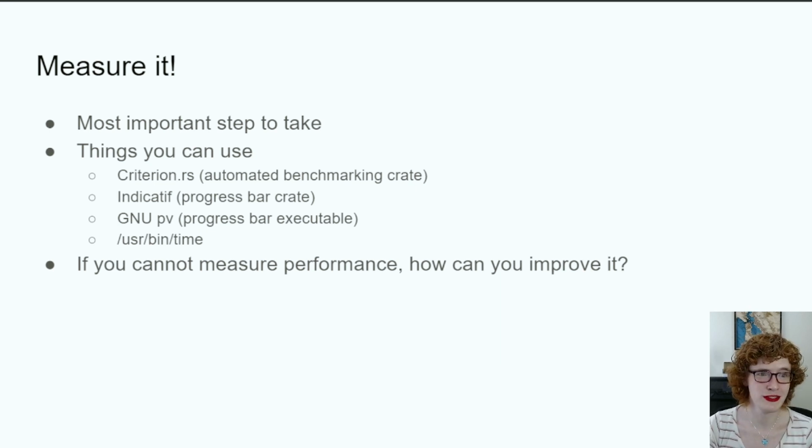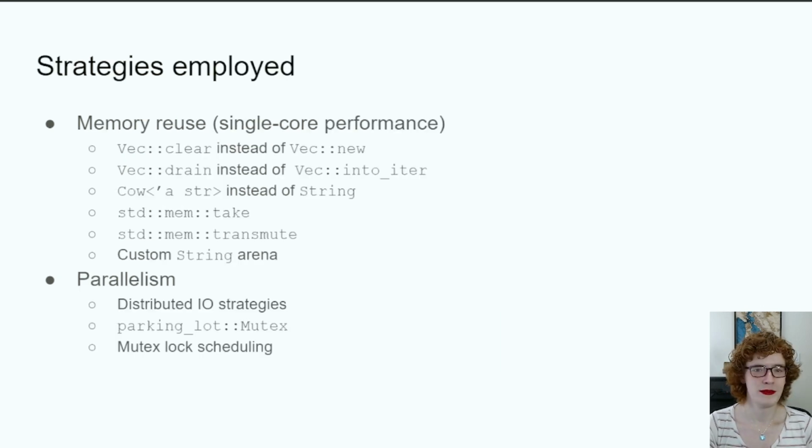But yeah, measurement is super important. As we'll see later on, some of these things that I did I thought would make performance better, and they actually made them worse. And the only way I knew that is by having a measurement in place. Here's a broad summary. We're going to go into much more specific detail on all of these points. But broadly speaking, I used parallelism to leverage all of the cores that were available on my computer, and I also tried to reuse memory as much as possible in order to increase single core performance.